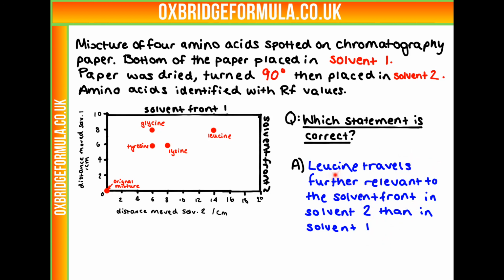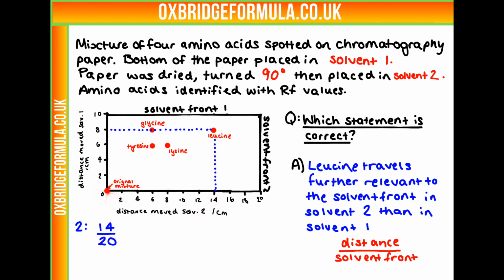So we just need to work out how far our spot has moved relative to the total solvent moving in 2 and in 1. For this we can use this little equation here, the distance the spot moved divided by the distance the solvent moved. So let's draw on some lines here so we can figure out how much our leucine spot has moved. For solvent 2, it has moved 14 centimetres compared to the total 20 that the solvent moved, which is equivalent to 7/10. For our solvent 1, we can see that it's moved 8 centimetres compared to 10 overall. So we've got 7/10 and 8/10.